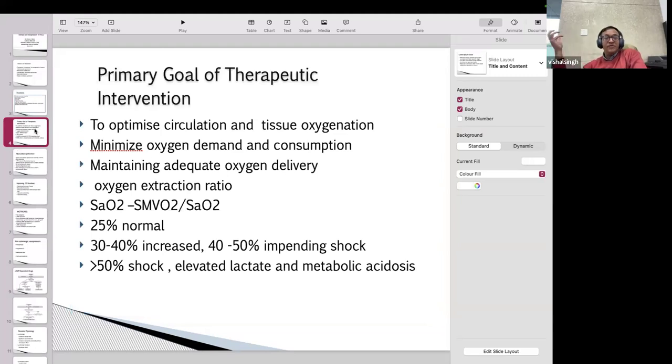And for any therapeutic intervention, the goal is to optimize circulation and tissue oxygenation, minimize the consumption of oxygen and demand, and maintain adequate oxygen delivery, as we all know the basic formula for that. And if your oxygen extraction ratio goes beyond 30 or 40%, you need to be worried and titrate things accordingly, rather than waiting for things to go totally out of hand. So the idea is that we have to look at the patient in totality and not only as a number. Once you look at that, I think you'll understand what I'm saying.